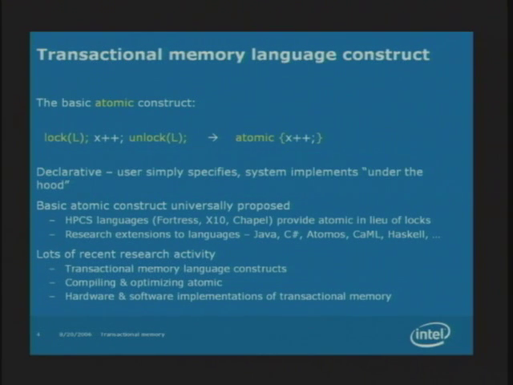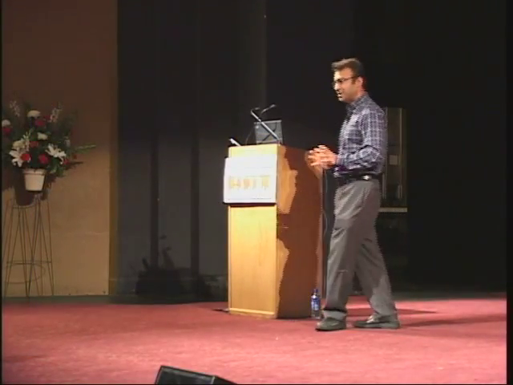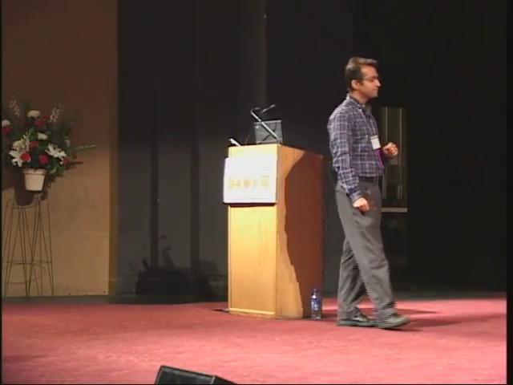Now, this sort of atomic construct has been universally proposed. For example, there are new languages that have been defined as part of the DARPA High Productivity Computing Systems Initiative called Fortress, X10, and Chapel. These are new languages that were built from the ground up to support parallelism. And these languages, instead of having locks, and instead of using synchronization in the way, for example, that Yuan showed in his talk, do away with locks completely. So there are no locks in these languages. Instead, they provide this kind of atomic statement.